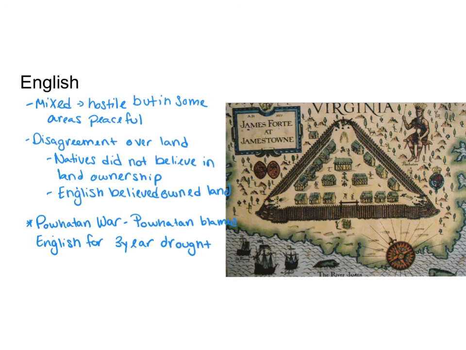So we can summarize by saying that the Spanish had a very violent relationship with the Native Americans, the French had a much more peaceful relationship focused mostly on trade, and the English had a more mixed relationship with the Native Americans.